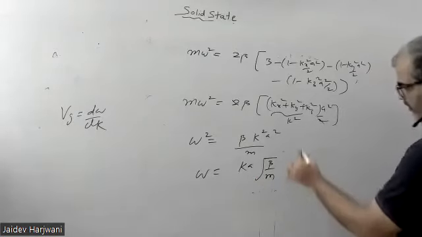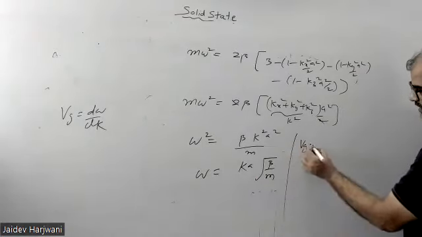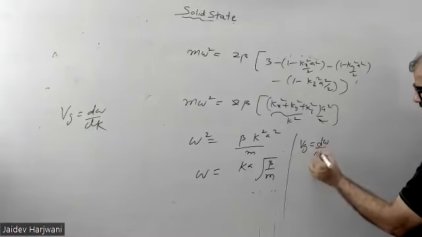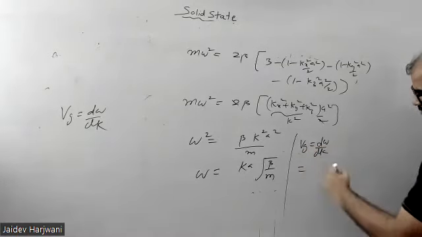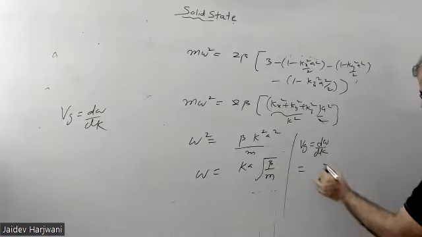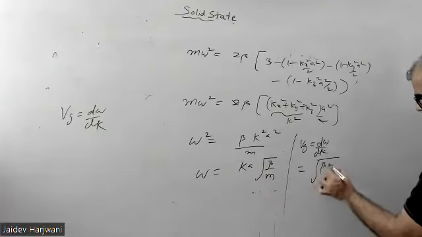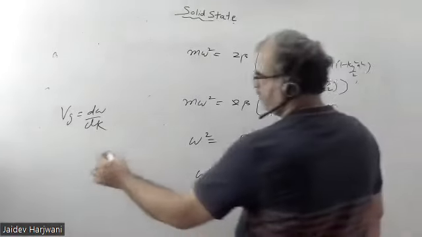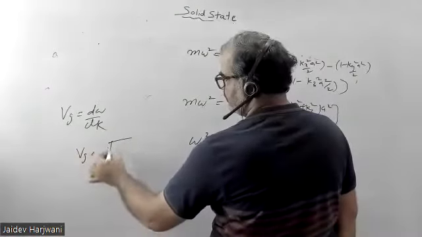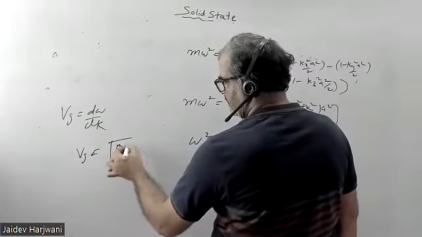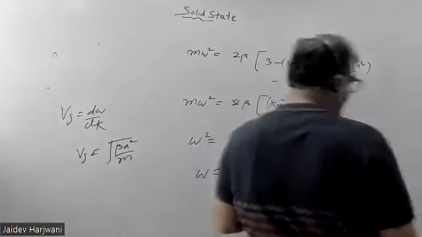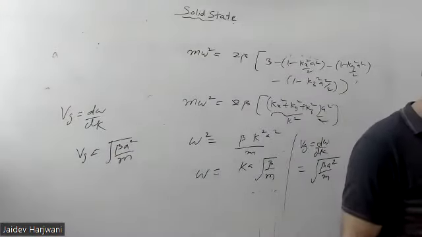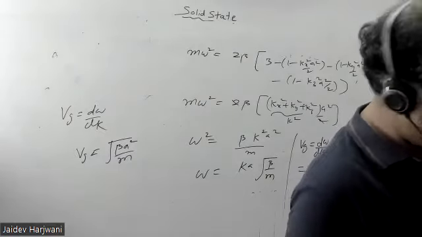Now if you want the group velocity Vg, that will be d omega by dk. If you differentiate this, you get Vg equal to under root beta a square by m. This is the answer. Is everyone getting this, the others as well? Yes sir.